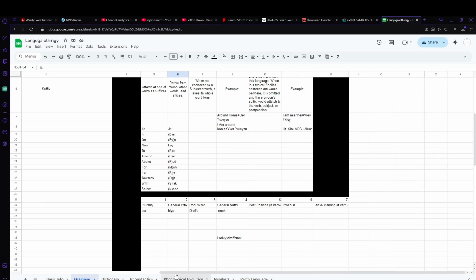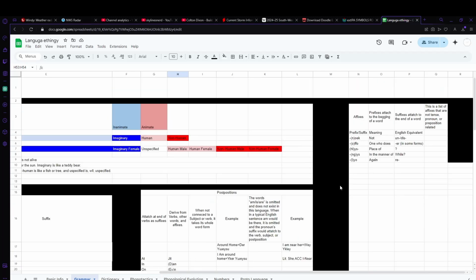This is unfinished. We'll hit that up in a short or something, I don't know. And over here, we have affixes. Do you know what affixes are? Sure you do. Prefixes and suffixes. Prefixes attached to the beginning of the word, suffixes attached to the end of the word. You should know that if you made it through like the second grade.